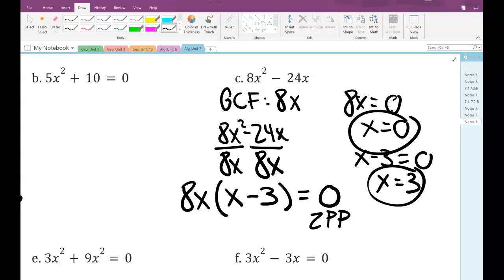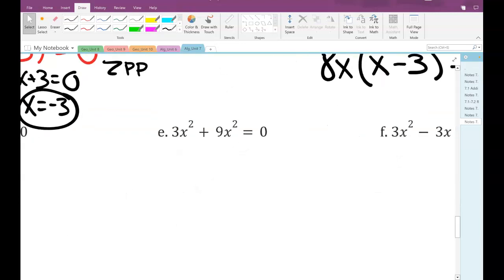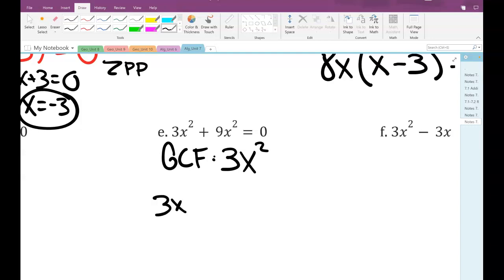All right, I'm going to do one more because then you'll still have 20 minutes to work, so it'll be fine. We're going to do example E. All right, so example E, what's my greatest common factor? It is a 3. What? 3x squared. So then I have to divide each of my terms by 3x squared.